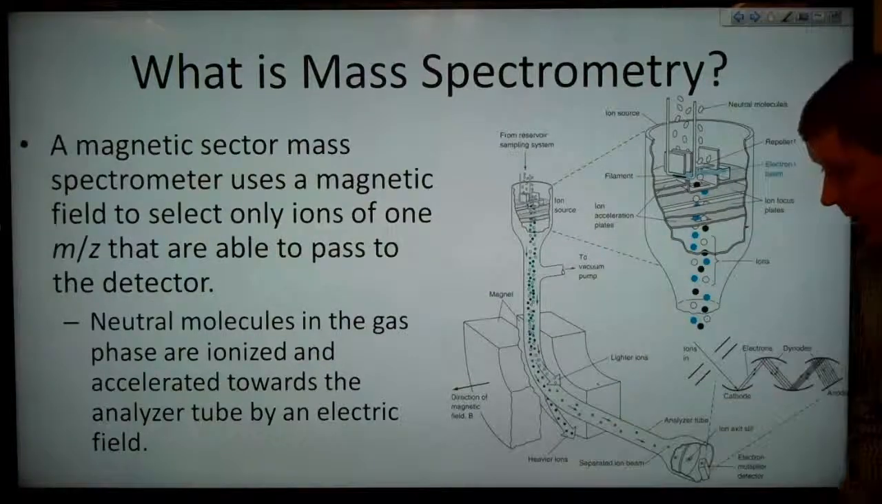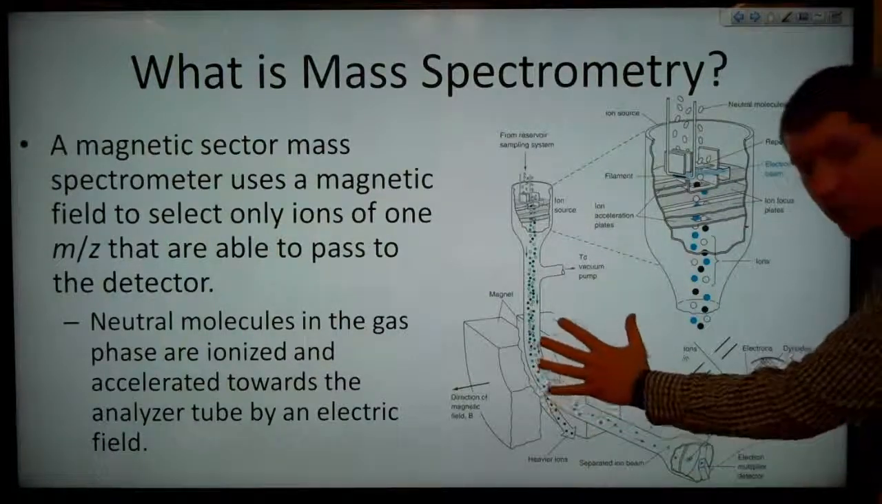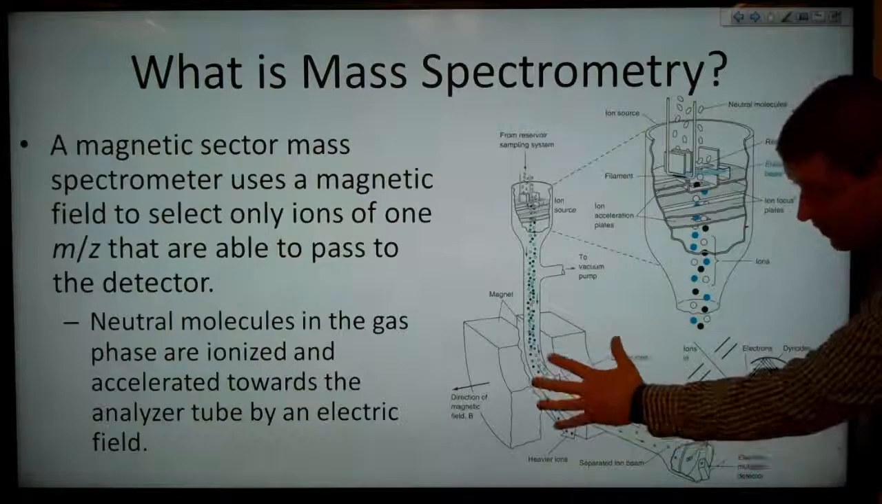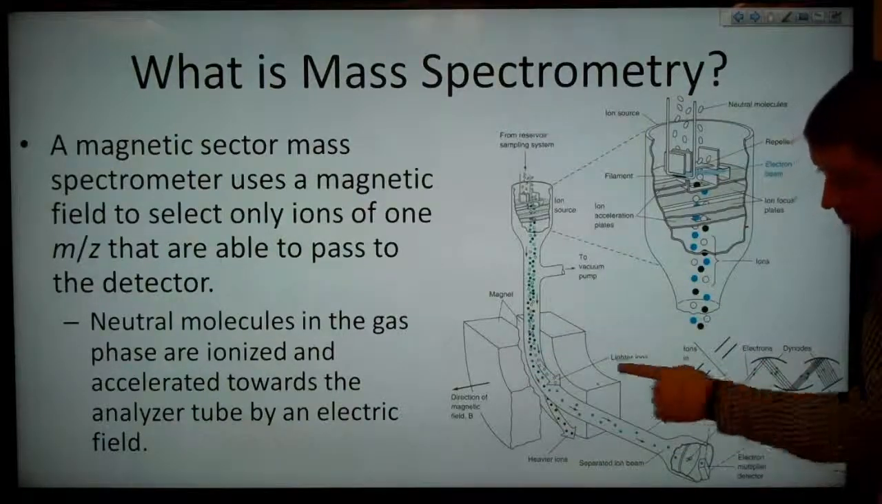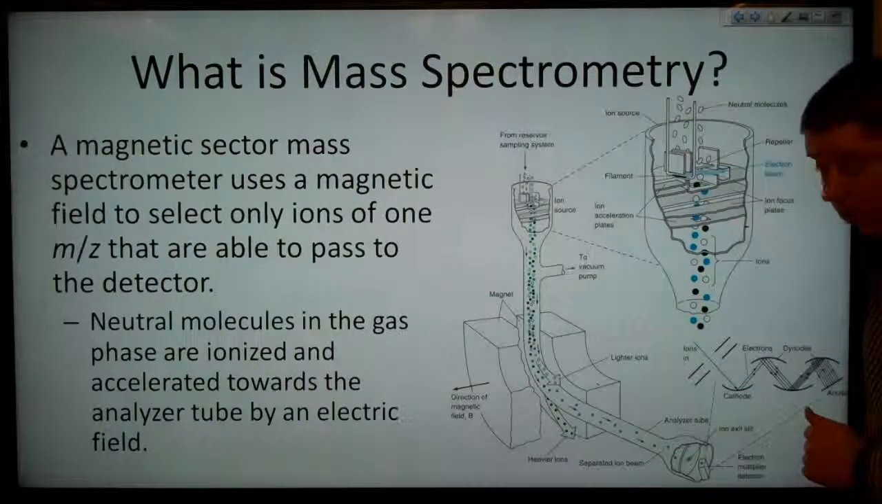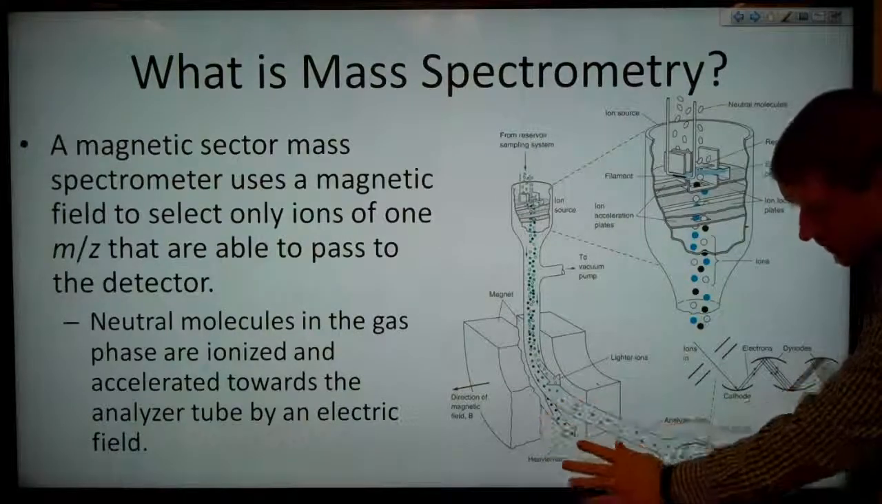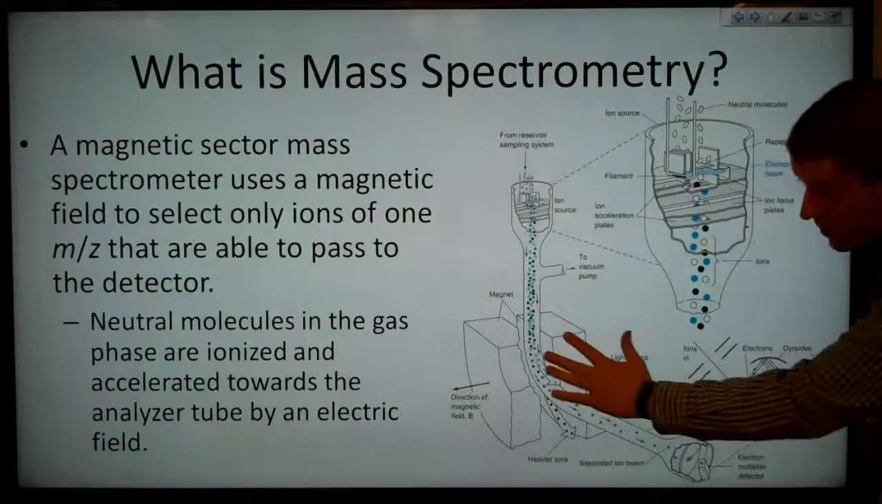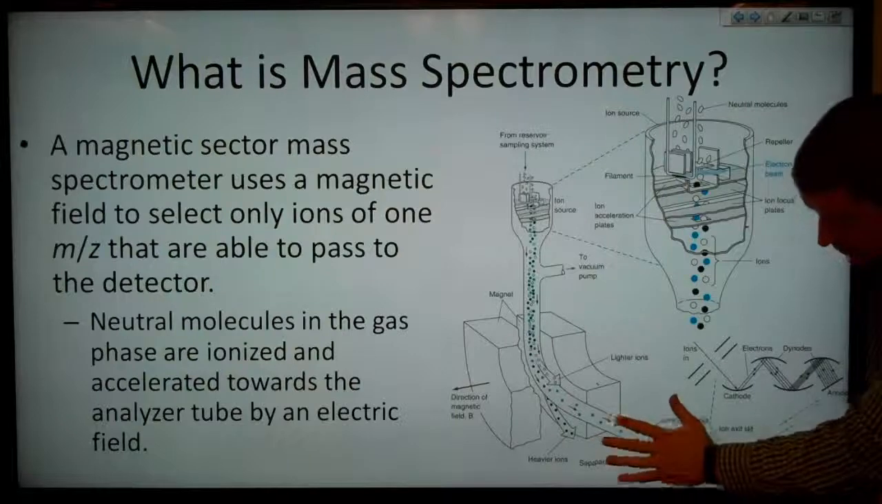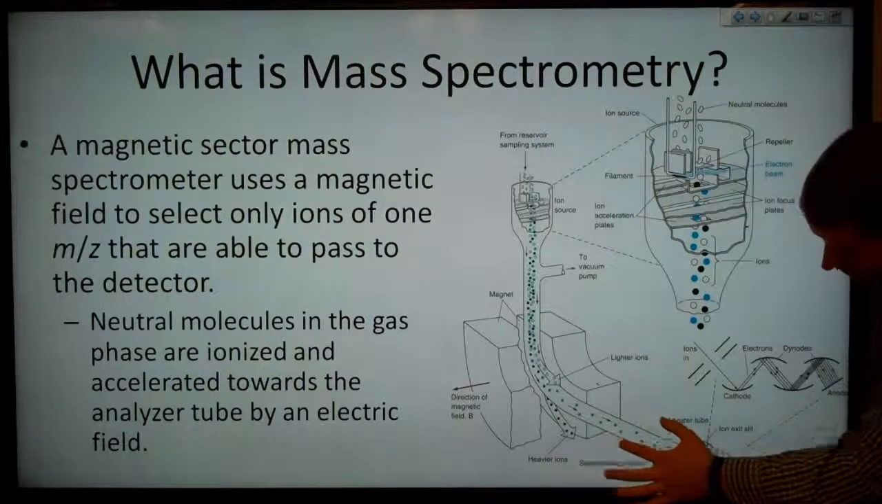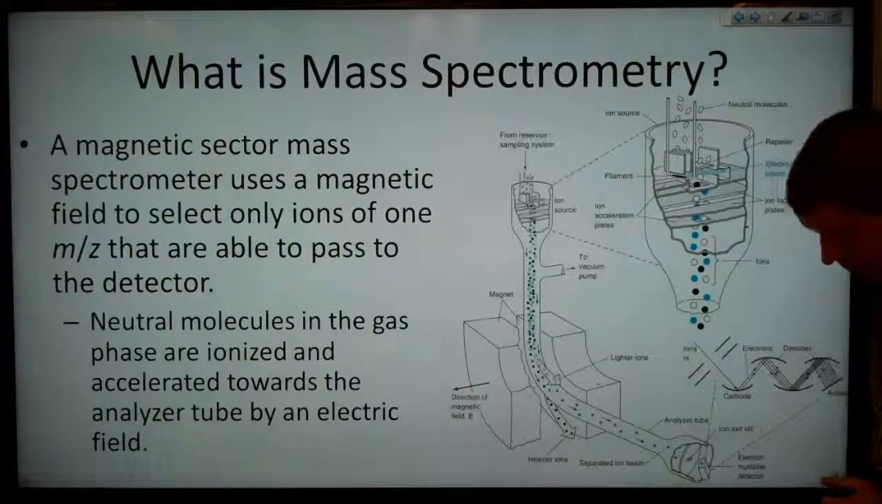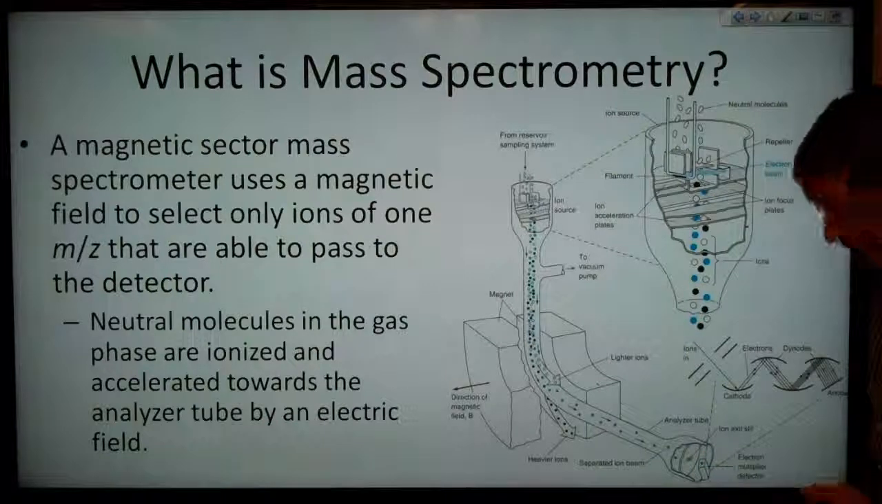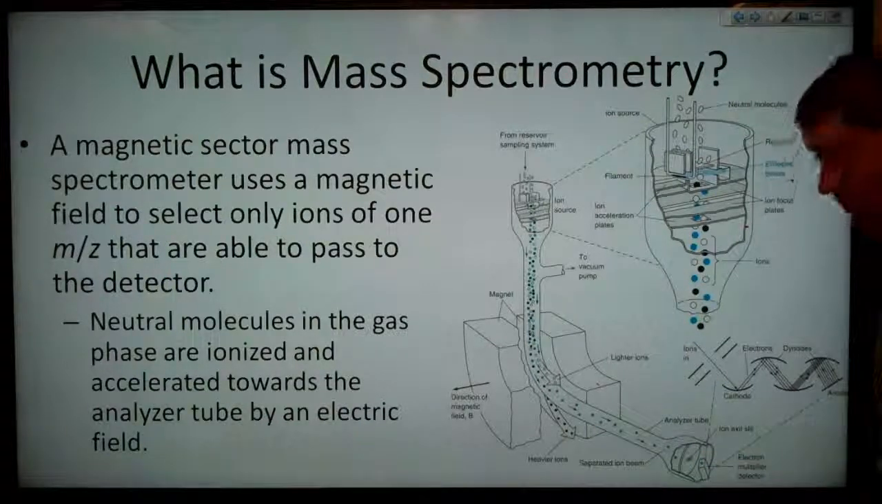In this case, we've got an electromagnet as the ions travel through that magnetic field. The lighter ions are deflected farther, which means they strike the top of the tube here. The heavier ions are deflected less. They'll strike the bottom of the tube. Only those ions that we're interested in, in this case the blue ones, will manage to travel down the analyzer tube, go past an exit slit, and strike our detector.